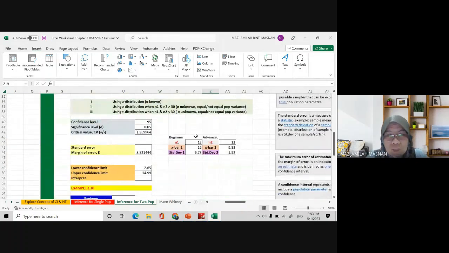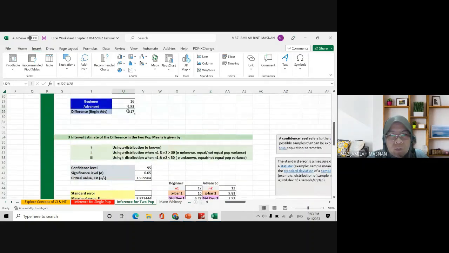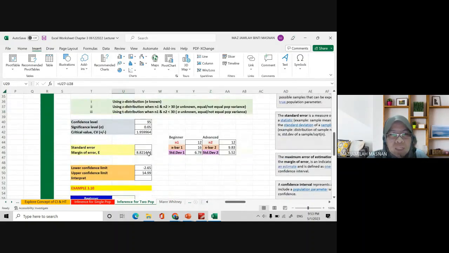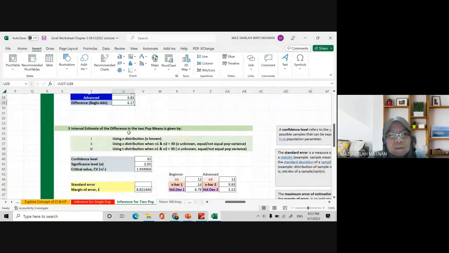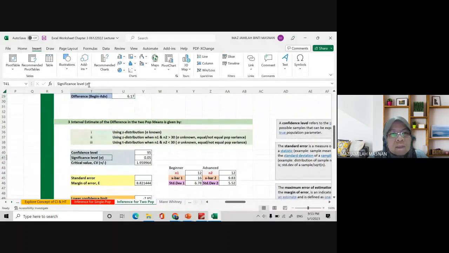Now, once you have got this, you have N1, N2, X bar 1, X bar 2. We know that we have got our difference. Now, how to calculate the margin of error? So look at the cases where we have. In this case, let's say we assume we are dealing with a small sample size, and sigma is not known. This one is alpha. I wrote it wrong. Alpha.